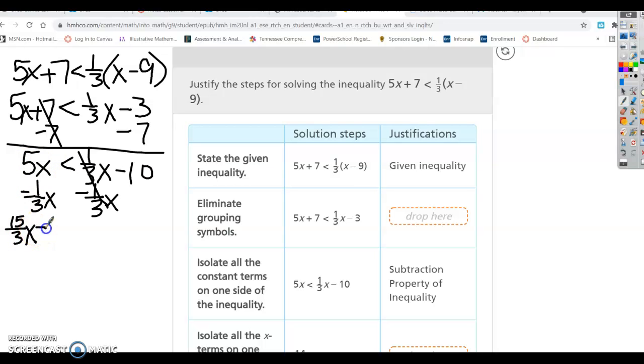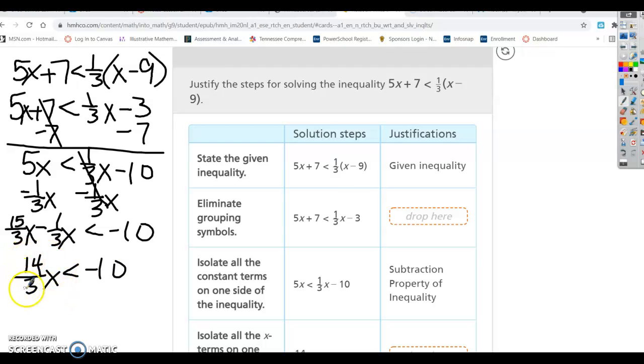And then I can subtract the 1/3 x from that. I'm just adding another step, but I don't think it's a bad idea to have a little refresher on combining fractions, or adding or subtracting fractions. So 15/3 minus 1/3 is 14/3 x less than negative 10.